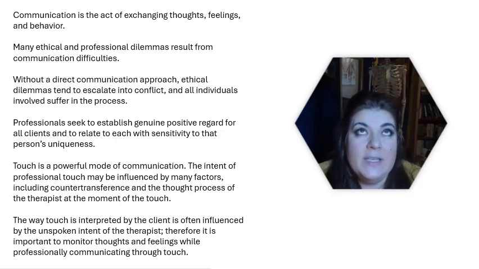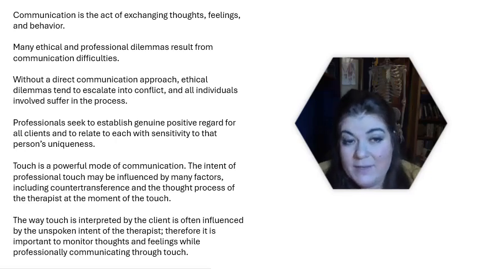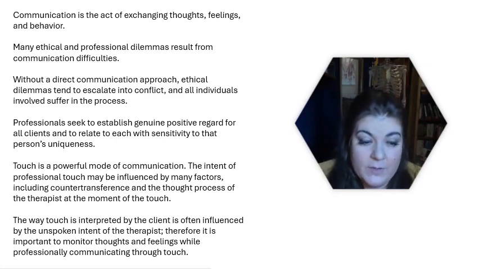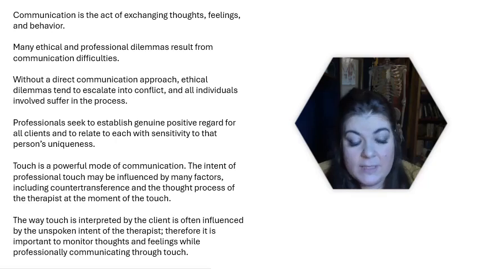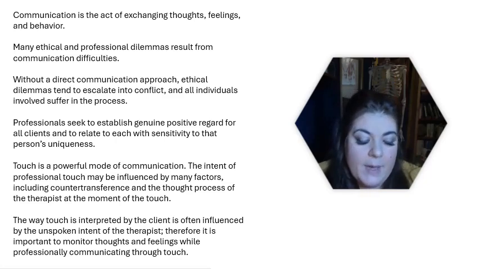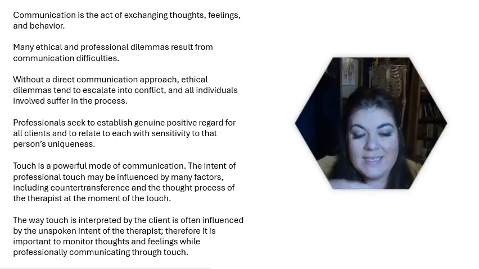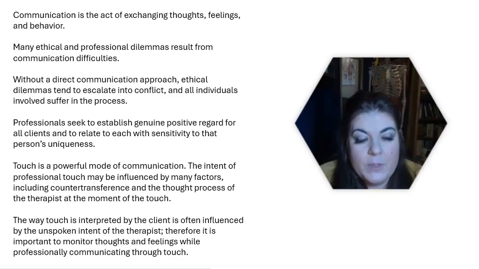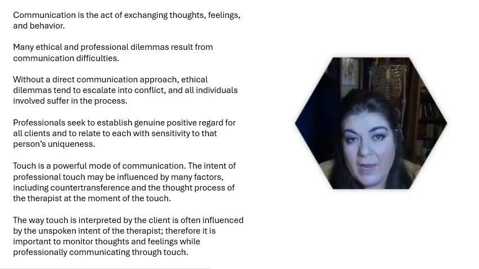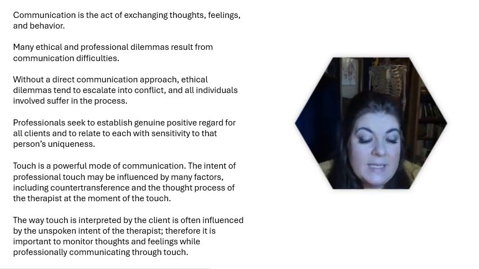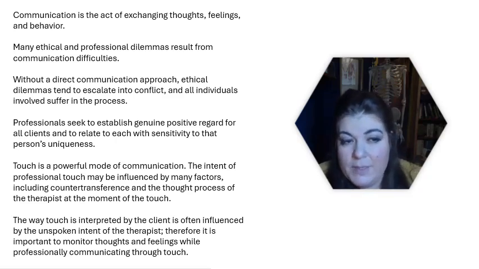Now, touch is an extremely powerful mode of communication, and the intent of professional touch might be influenced by factors like countertransference, the thought process of the therapist at the moment of the touch. What does this mean? This means, if you are thinking about a fight you may have had with a family member or a friend, your touch may become distant as you are distracted from what you are doing with your client. If you are angry with your client for being late or something that you misinterpreted that they said, your pressure might be a little bit deeper, your cadence might be a little bit choppy or quicker.